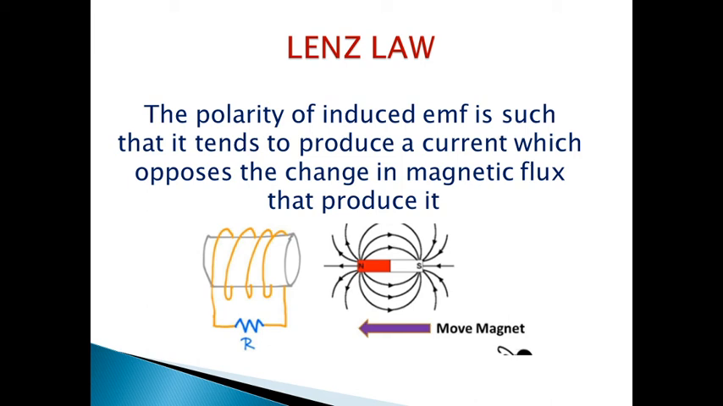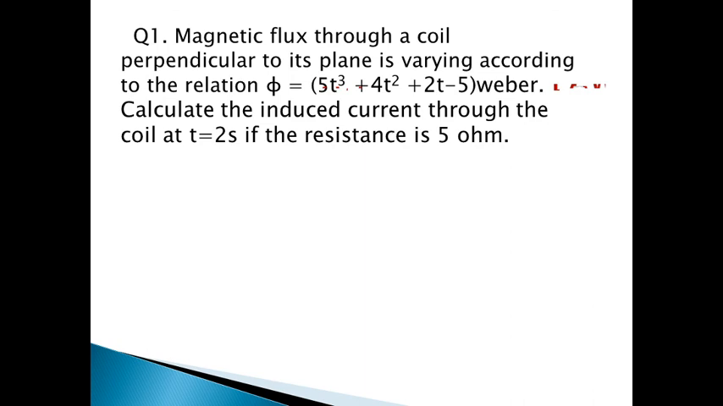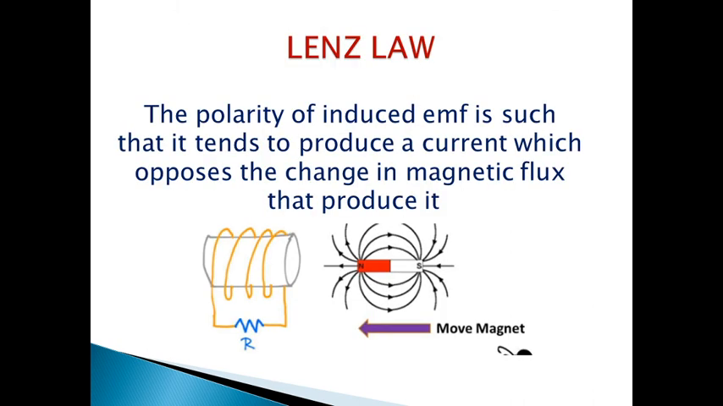Now for the direction, the negative part which we got in the second law, minus d phi by dt, that minus is for direction, and the direction is given by Lenz's law. The polarity of the induced EMF is such that it tends to produce a current which opposes the change in the magnetic flux that produces it. The cause which is producing the induced EMF, that cause itself will be opposed by the direction of the induced current. Current will be induced in such a way that it will oppose its own cause. There will be a separate video on Lenz's law, on how we apply it to find directions.